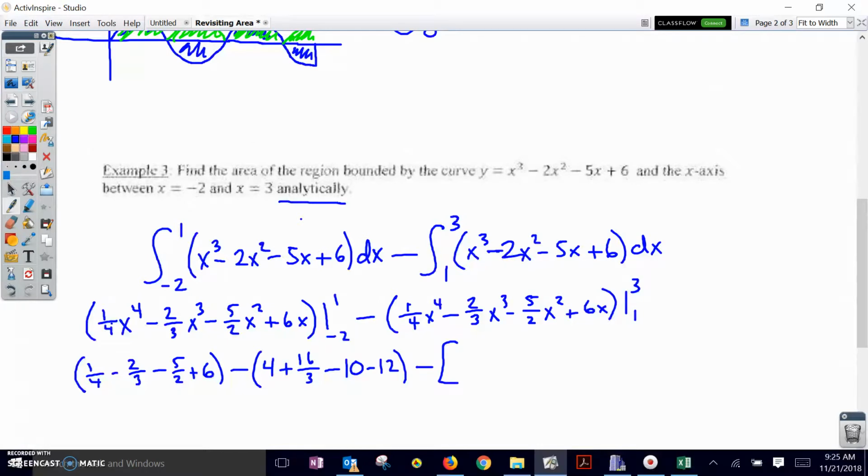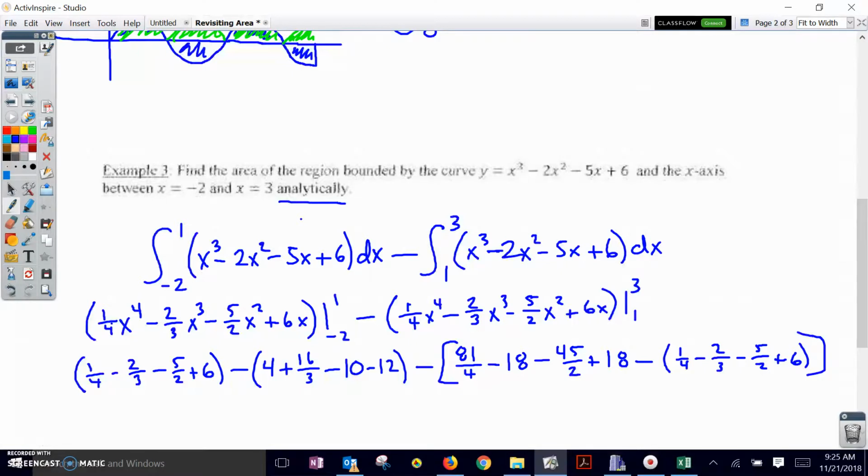And then we're going to subtract away what we get when we substitute 3 in there. That's going to be 3 to the 4th, which is 81 over 4. Minus 2/3 times 27, which is just going to be minus 18. Minus 5/2 times 9, which is going to be minus 45 over 2. And plus 6 times 3, which is 18. Minus what we get when we evaluate it at 1, which we already did: 1/4 minus 2/3 minus 5/2 plus 6. And so we've got some calculation on our plate here now.